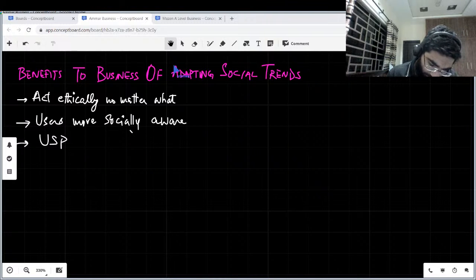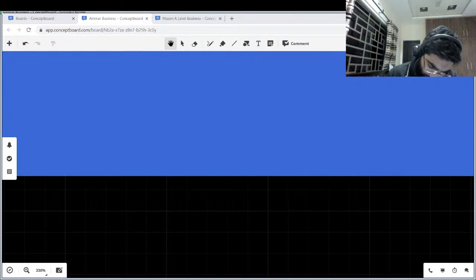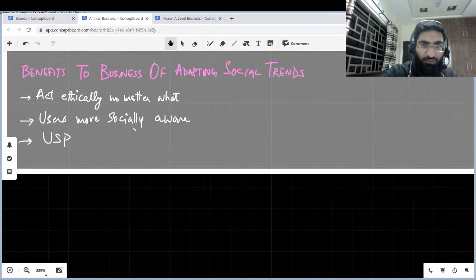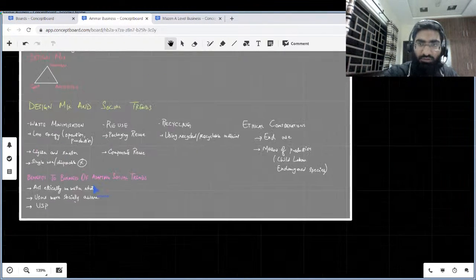Moving on to the next one, let me put a box. White, translucent. I'll do the next one on the right side of this.